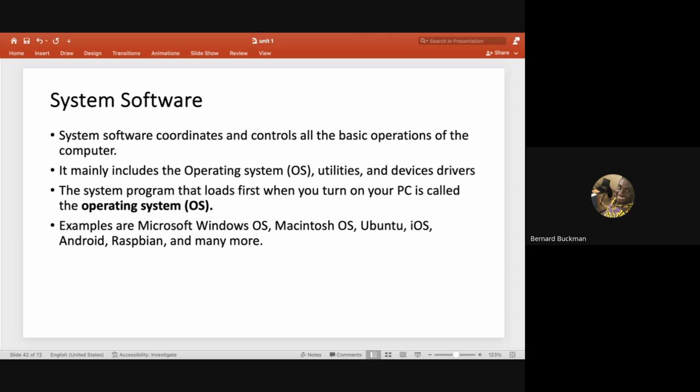Another person is asking, is the kernel also a system software? Yes, the kernel is a system software. The core operating system is called the kernel. That's the raw operating system, without the UI and all those fancy things you see on the screen. So the BIOS and the operating system are examples of system software.